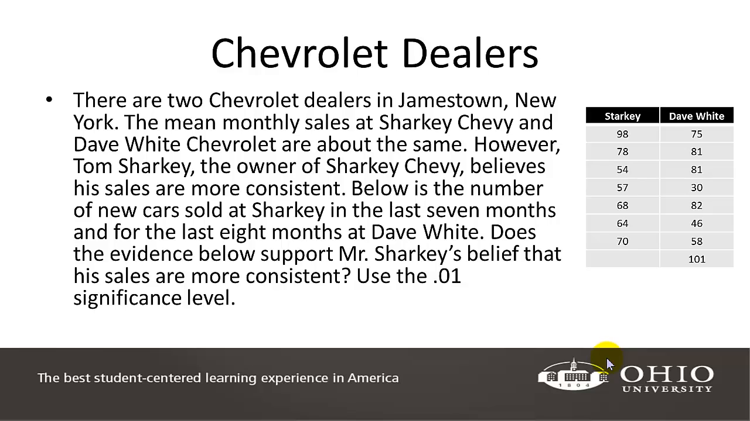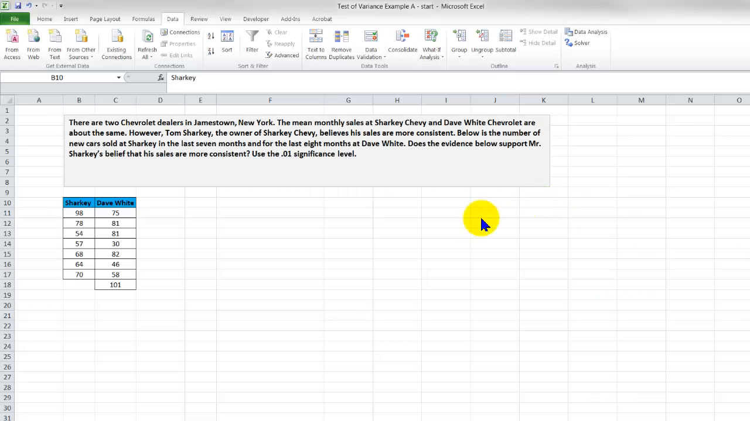Below is the number of new cars sold at Sharkey in the last 7 months and for the last 8 of David White. Does the evidence support Mr. Sharkey's belief that his sales are more consistent? Use the significance level at 0.01. Okay, let's go ahead and open up the starting file.